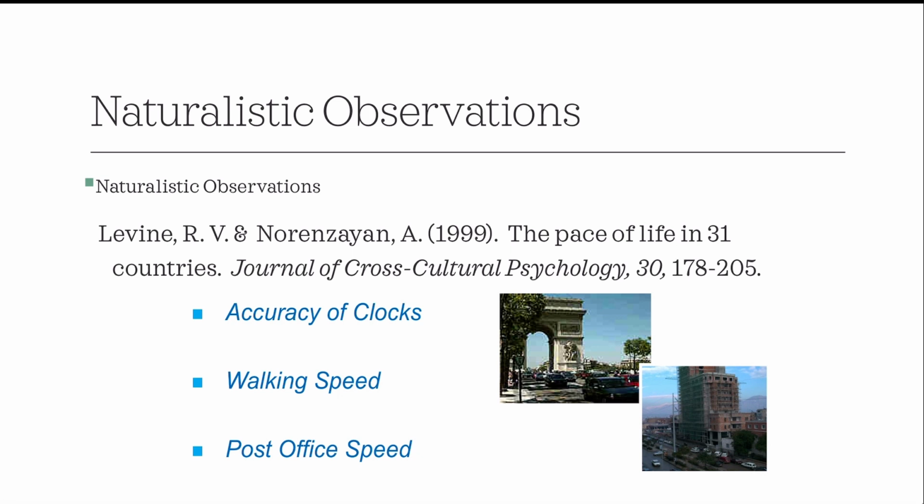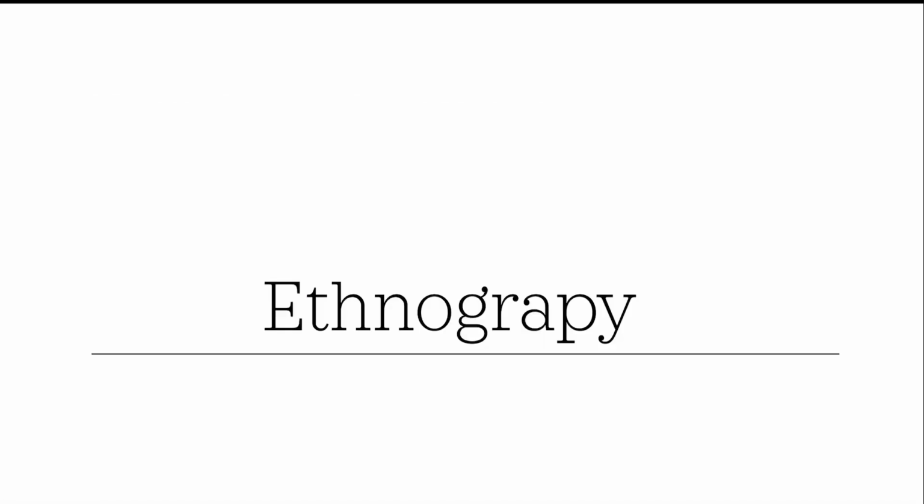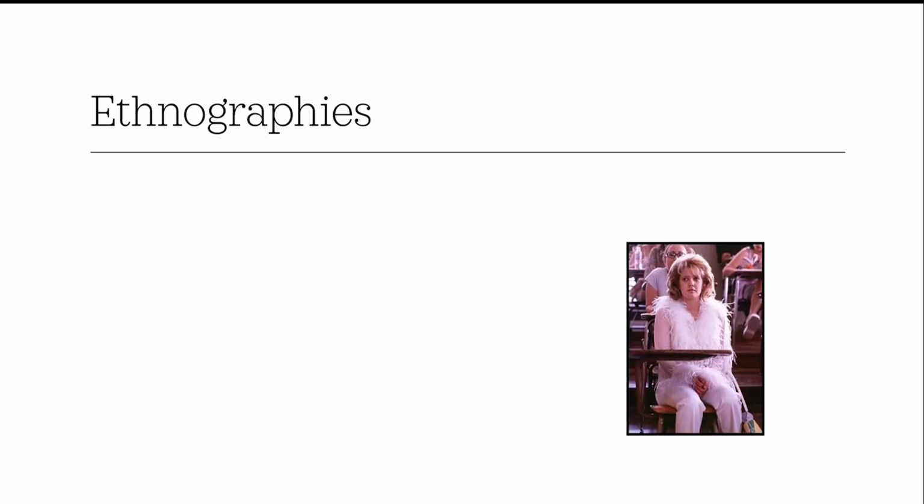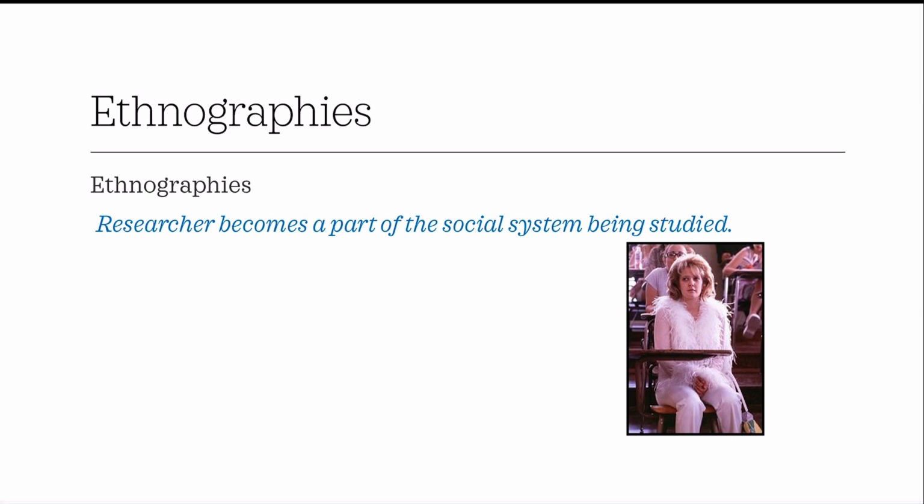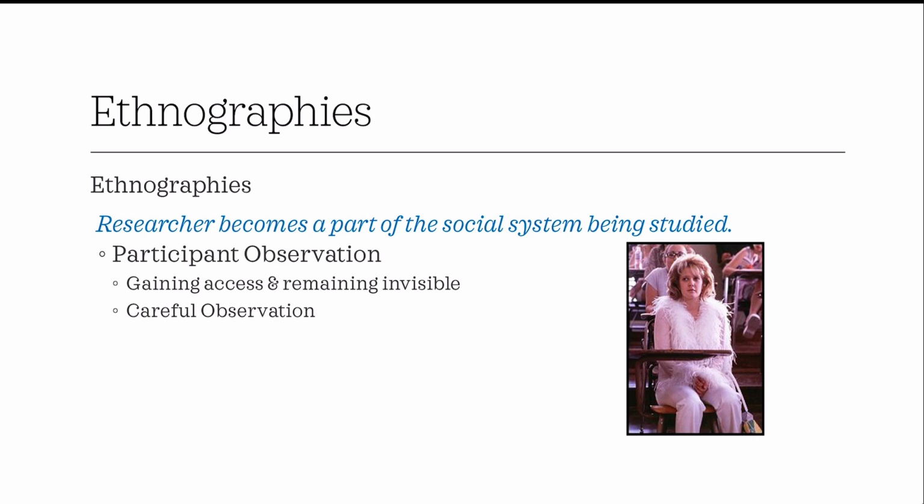So that's naturalistic observations. The second type of non-experimental research is ethnography. And ethnographies are where the researcher becomes a part of the social system being studied. It is characterized by participant observation, where the most important thing is gaining access and remaining invisible. And then careful observation. So it's not just hanging out and saying what you think happened. In participant observation, people keep really good notes.